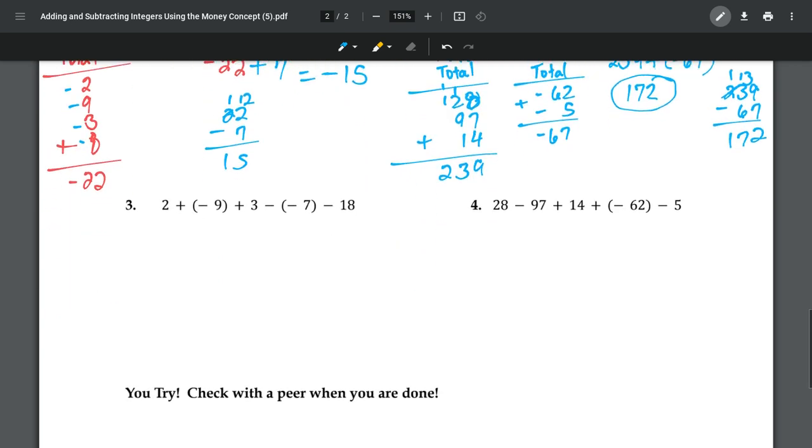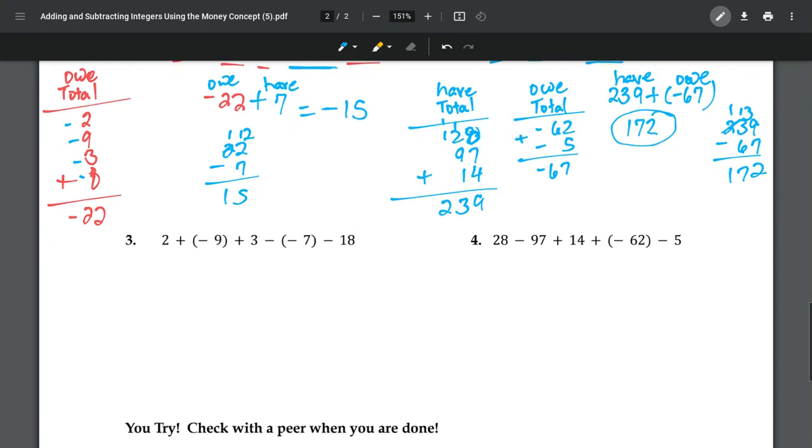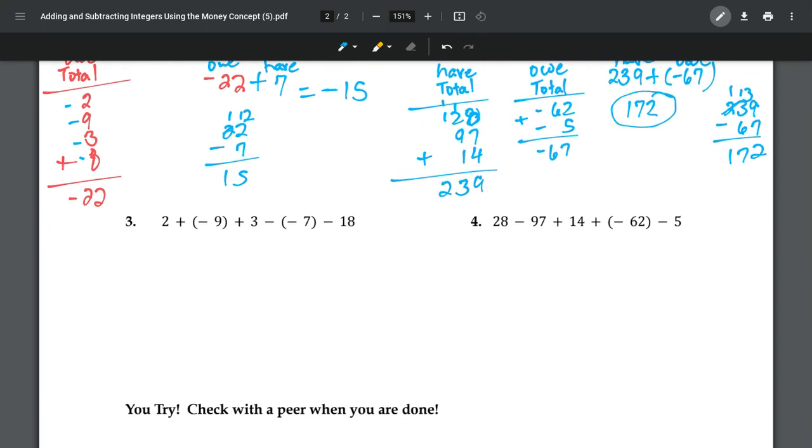All right, you can pause the video. No, I'm going to do 3 and 4 because you're going to pause the video and do 5 and 6. All right, I'm just going to keep going through these. 2 is positive, so you have 2. Plus, you owe me 9. Plus 3, so you have 3. Double negative is the same as plus 7, so you have 7. And then, of course, minus 18 means you owe me 18.